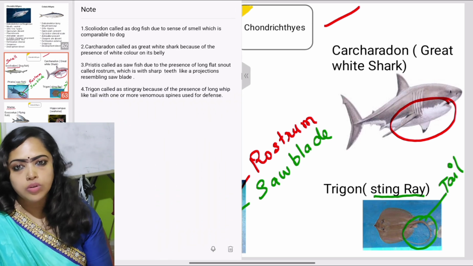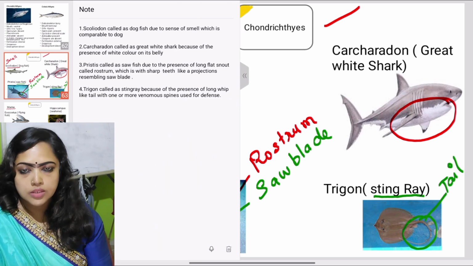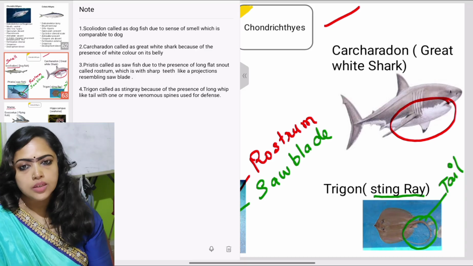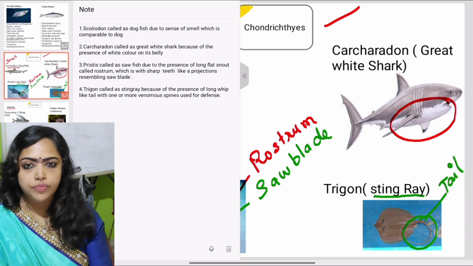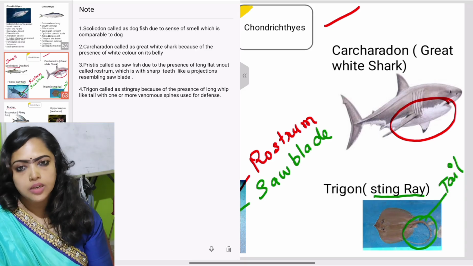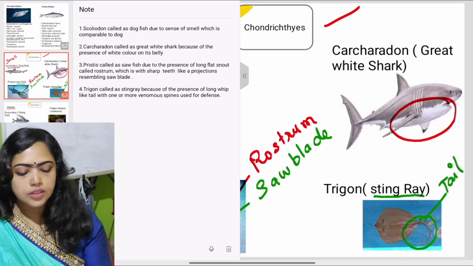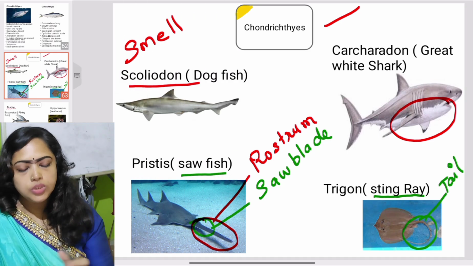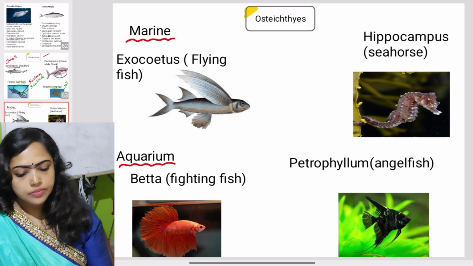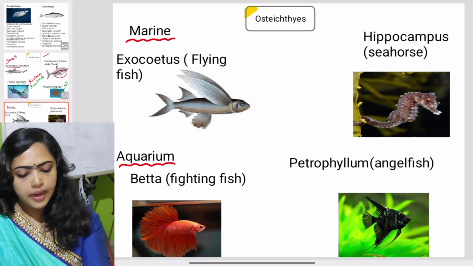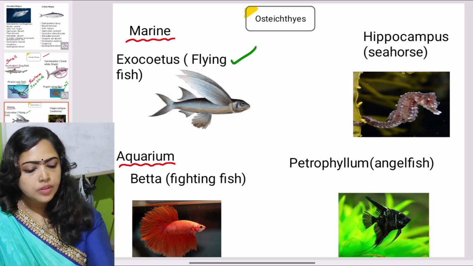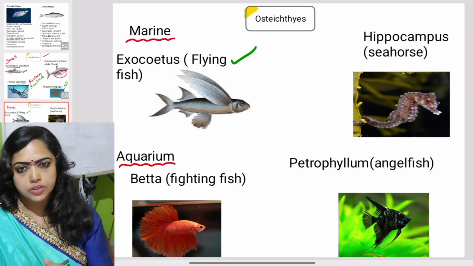First one is scoliodon or dogfish. Second one is carcharodon or great white shark. Then what? Pristis or sawfish. And the last one is trigon or stingray. And next is osteichthyes or bony fishes. Examples are marine bony fishes, exocetus or flying fish, and then hippocampus or seahorse.